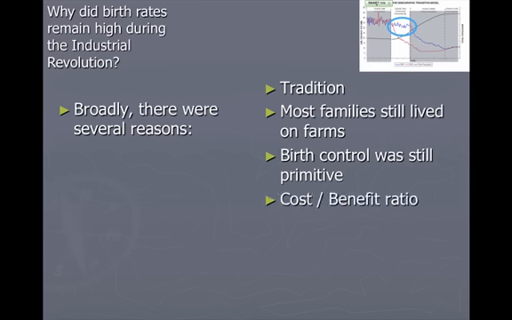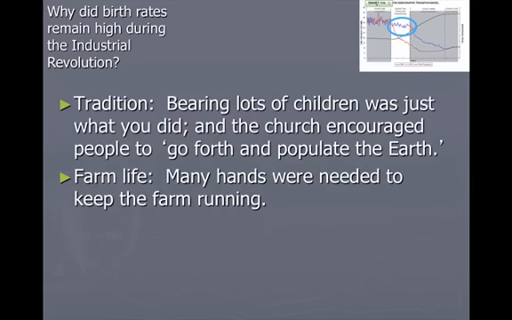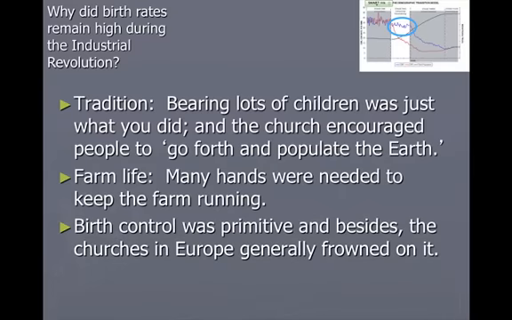Birth control was limited. You didn't have many options to prevent babies. And so, as we talked about Thomas Malthus, that is one of those inherent things. People need food and people are going to have babies. The cost benefit: by having a child, there was still a benefit to having it rather than a cost in some respects.